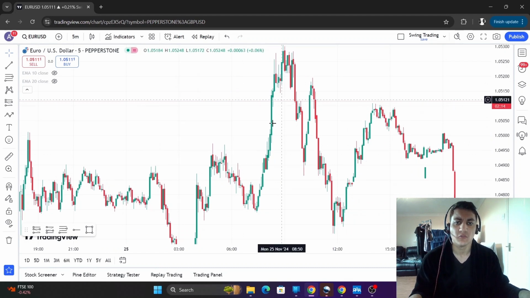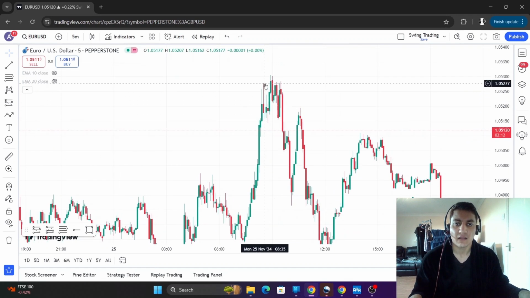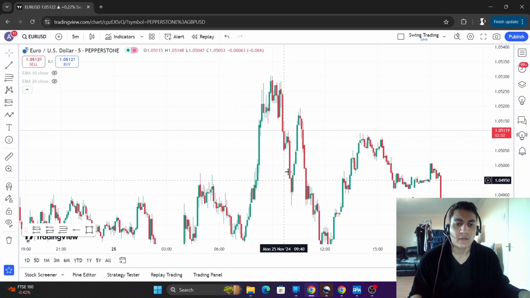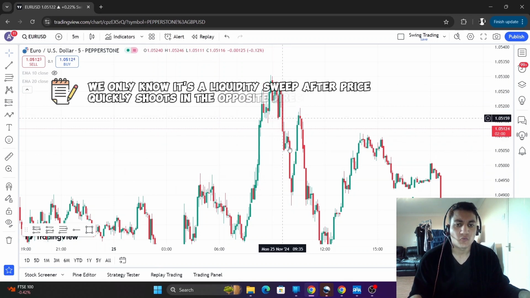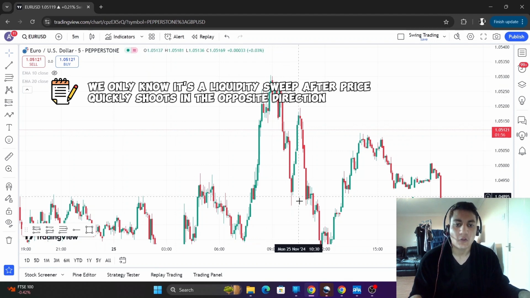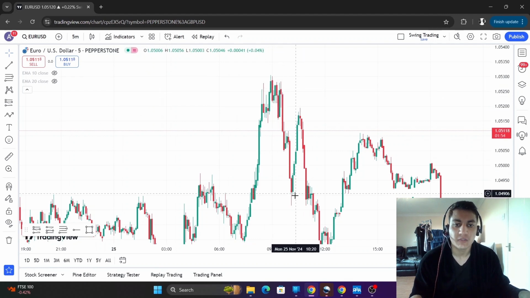Now, this is a fake move up, and we get this high here, right? And we get these candles here that point above this high. That right there is your liquidity sweep, right? Price consolidates for a bit and then aggressively drops. And let me just make something clear. We only know that it's a liquidity sweep around here because price just came up, took out that high, and then quickly, aggressively and sharply shot the other direction.